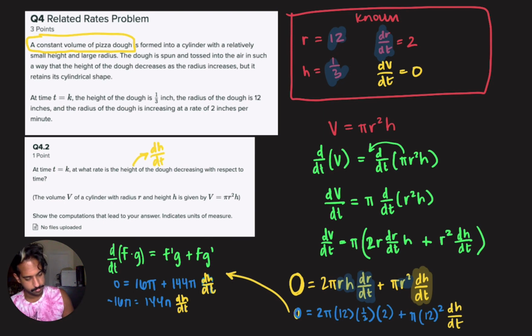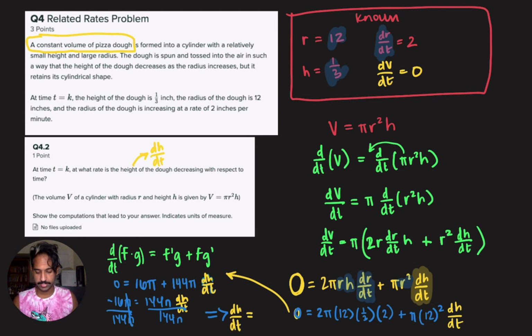If I do that, divided by 144 pi, those pi's are going to cancel on that side, I get that dh/dt equals negative 16 divided by 144. I believe that's 8. 144 divided by 16. No, it's 9. Sorry. So it's going to be negative 1/9.